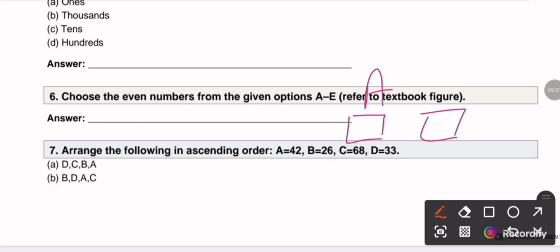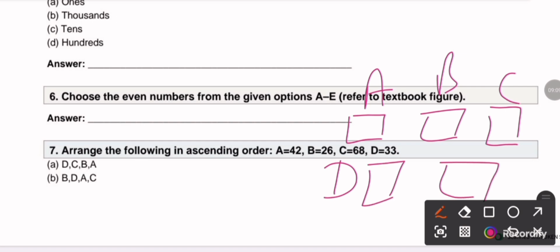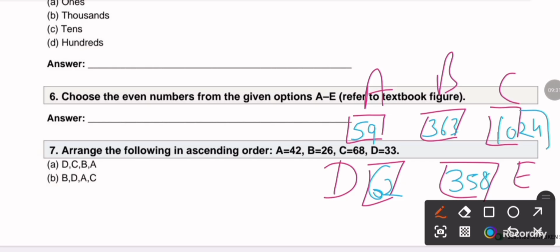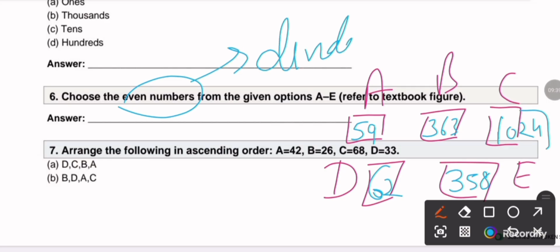A, B, C, D, and E. So for A, I am writing the number 59, B 363, C 1024, next 62, next 358. These are the numbers and we have to find the even numbers. First of all, what are the even numbers? Even numbers are those which are divisible by 2.